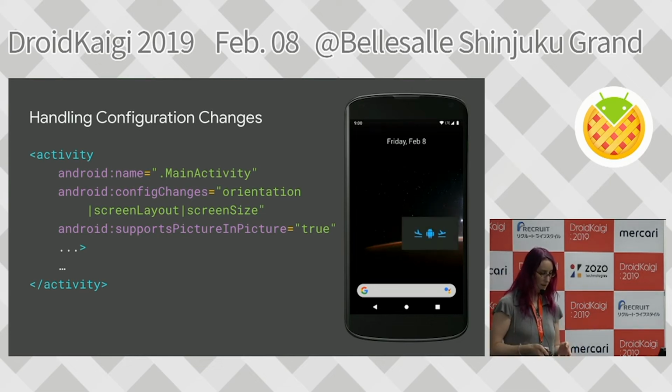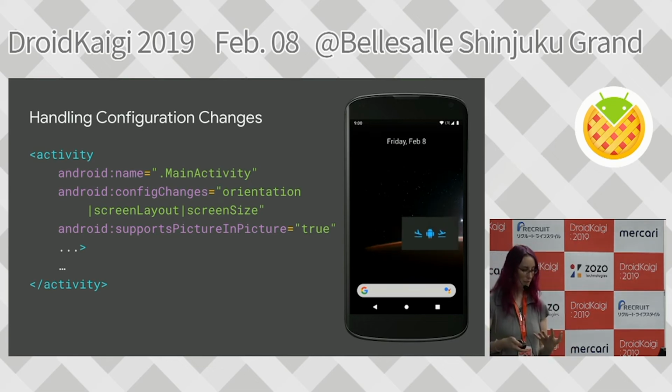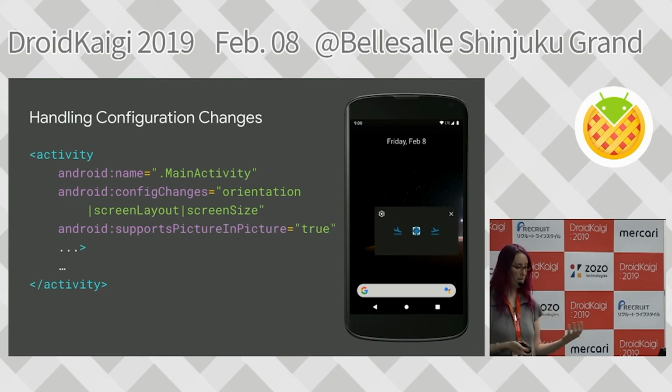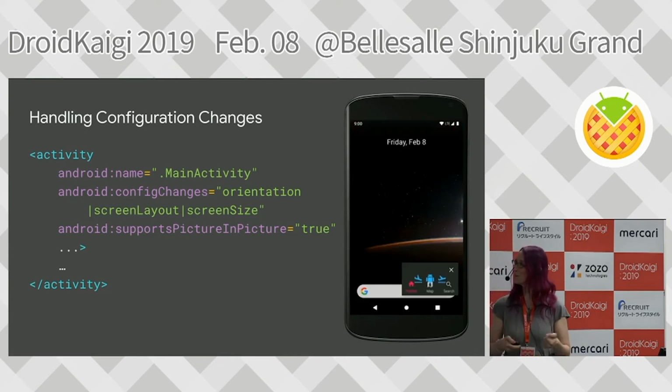Now, this is a really simple app, so let's make it a little bit more complex by adding in bottom navigation. So we've got this, we enter picture-in-picture mode, and it's not so great anymore. We probably should have a different layout that doesn't have the bottom bar in it. So now we should probably do something on configuration changed.